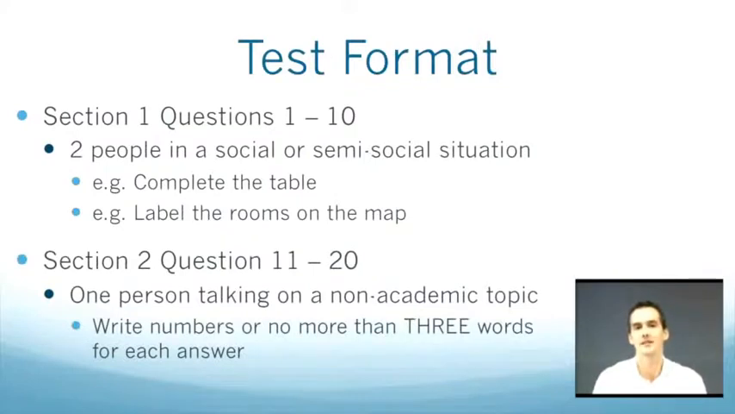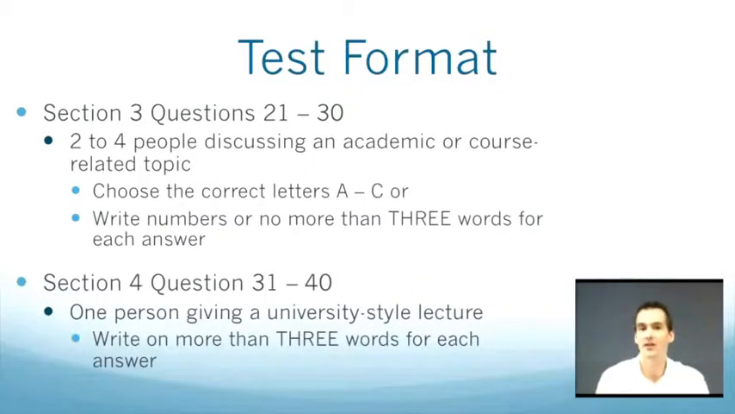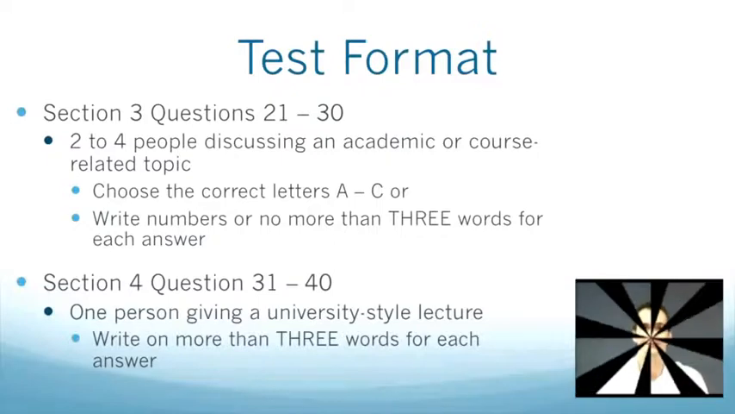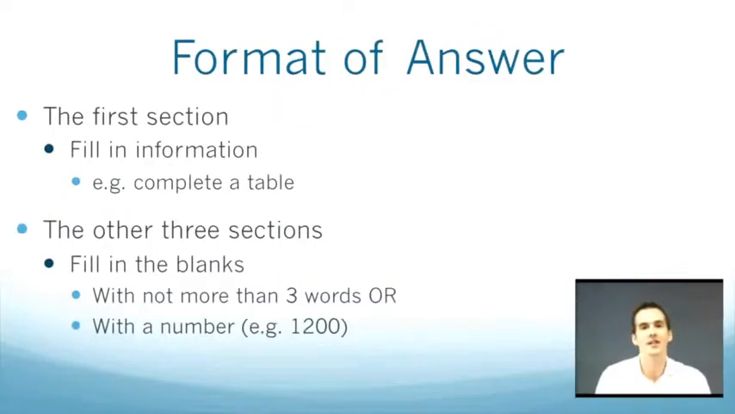Okay, the second part is the actual content of each section. As I said before, we have 4 sections. The first section is basically an informal conversation. The second section is one person talking about a non-academic subject. The third section becomes more academic. You'll have up to 4 people chatting about a topic which could be either academic or at least course related. The fourth section is a lecture, a university style lecture. So if you're a university student and you've listened to the lectures in English and understood them, that should be good for you.